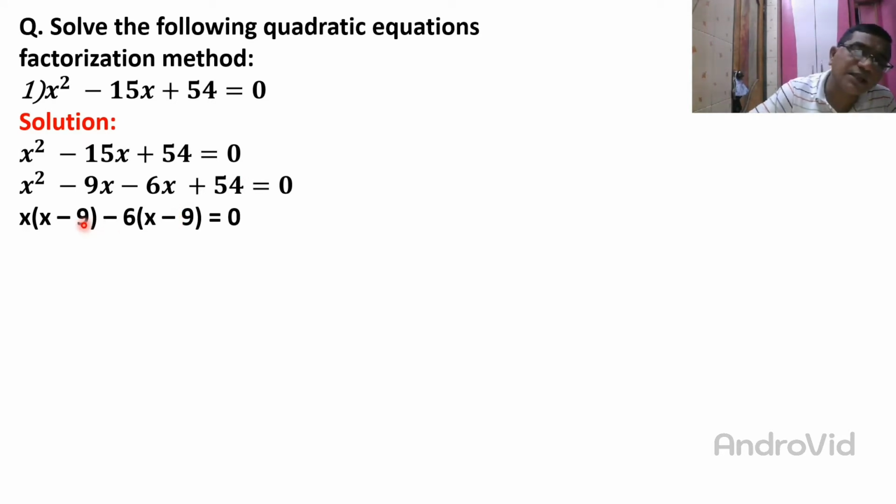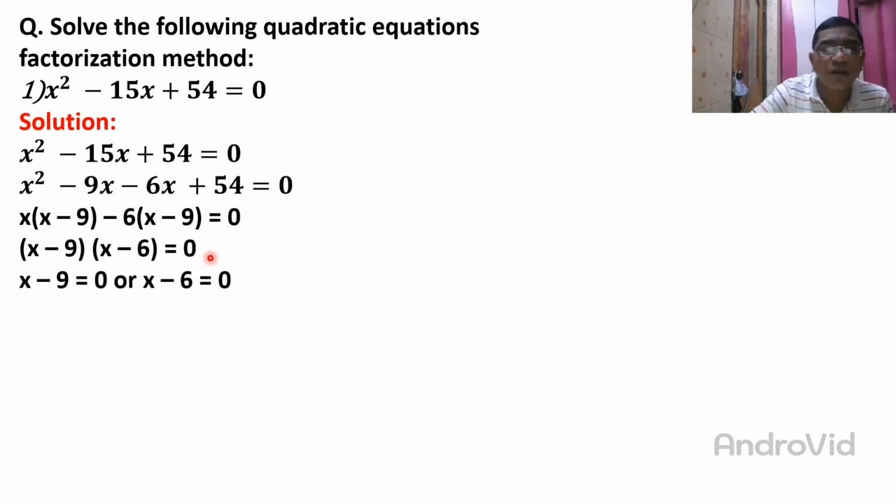So here x minus 9 is common. So it is common, so it can be written a single time. See, this x minus 9 and this x minus 9 are common, they are at both sides, so that can be written a single time. So here I write x minus 9. Then what is uncommon? X minus 6. So I write here x minus 6 is equal to 0.